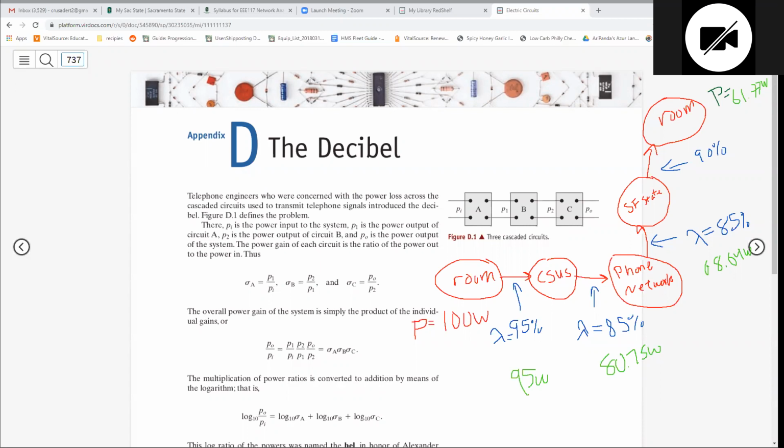So the idea is, you're right, you have to multiply percentages. We could do this really easily with a calculator right now.